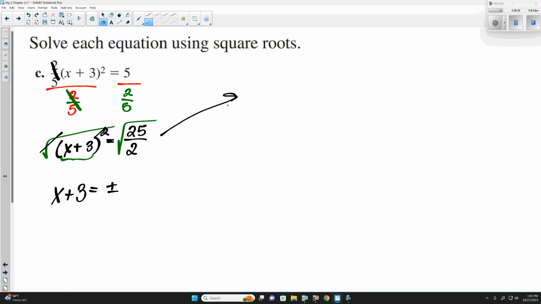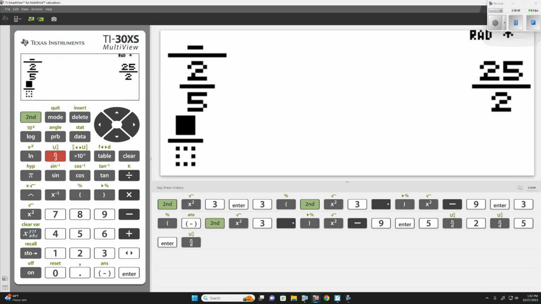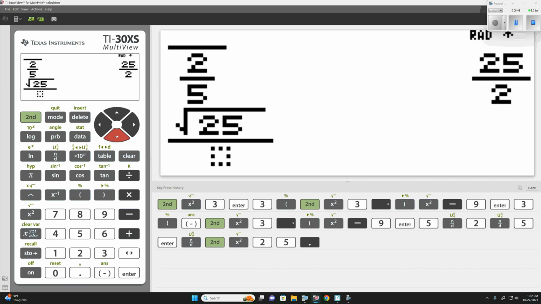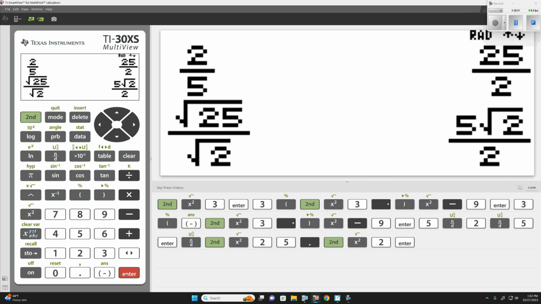Now, if we're going to simplify this in the calculator, we do have to split it up into the square root of 25 over the square root of 2. If we try to type it in either calculator as the square root of 25 halves, it will convert it to a decimal. The graphing calculator will convert it to a decimal no matter how we put it. So we'll use the 30xs. And the square root of 25 over the square root of 2 is 5 square roots of 2 over 2. So for these here, we'll want to use the 30xs calculator because it's a lot better at simplifying these.